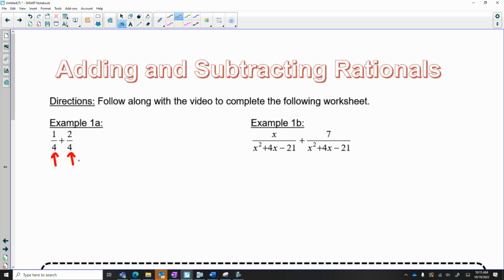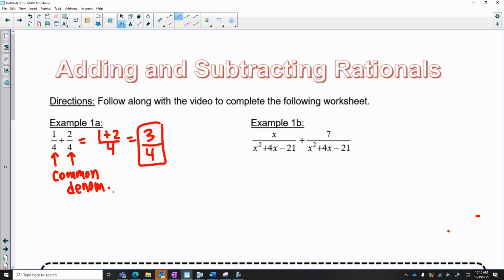The bottom is 4. So if they have the same denominator, you're allowed to keep the denominator and you're allowed to add or subtract across the numerator. So 1/4 plus 2/4 equals 3/4 because 1 plus 2 equals 3 and you just leave the 4. So you keep the 4, which is the denominator. It's called a common denominator, which means it's in common and you're allowed to keep it, and then you just add and combine across the numerator. And then you would reduce if you could.